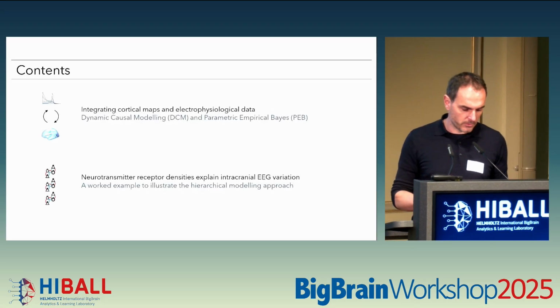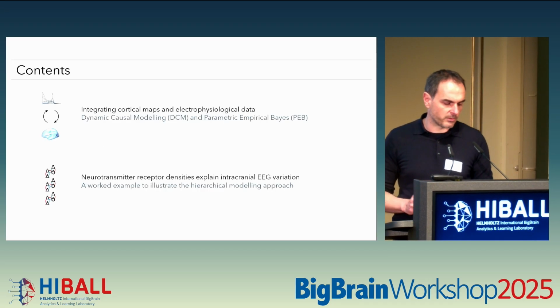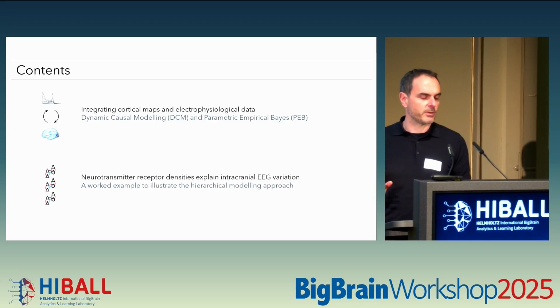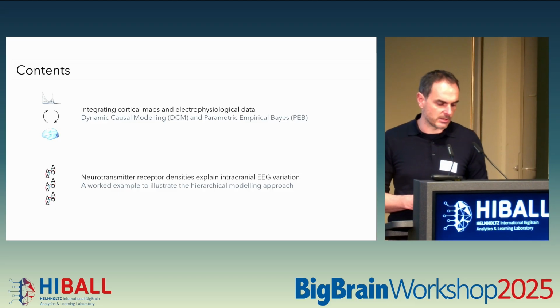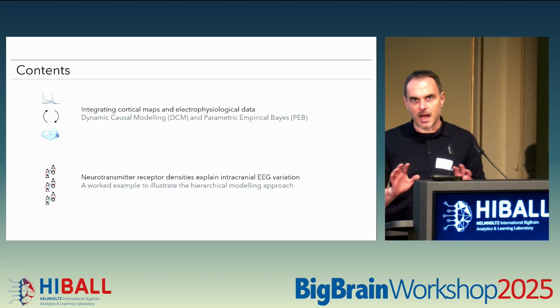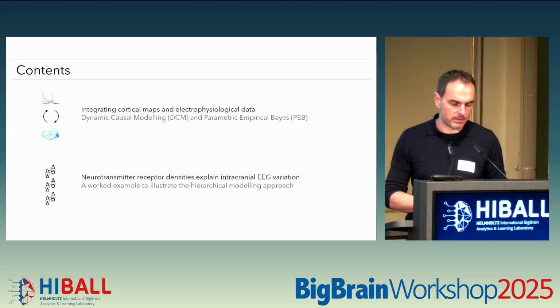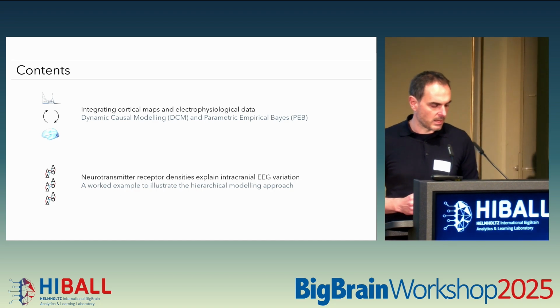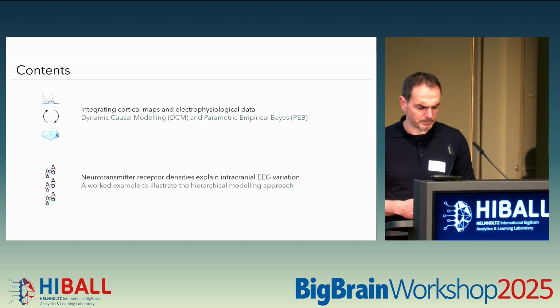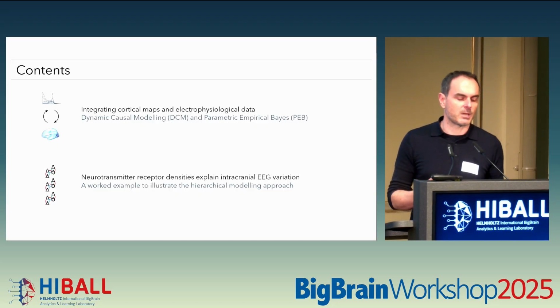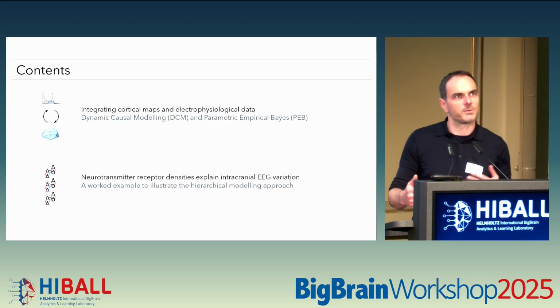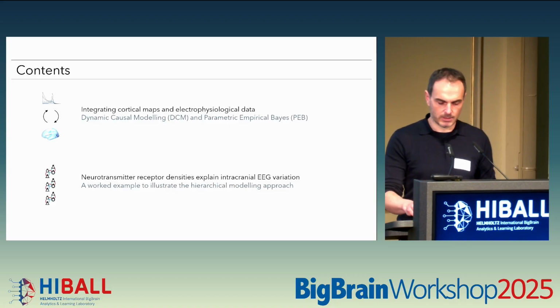So I'm going to speak about two aspects. One is maybe the general framework about how to integrate cortical maps and electrophysiological data, just giving a high-level overview on DCM and then parametric empirical Bayes. And then in a second part, we're going to speak about how we related neurotransmitter receptor densities to intracranial EEG. So that's a worked example with some probably interesting findings.